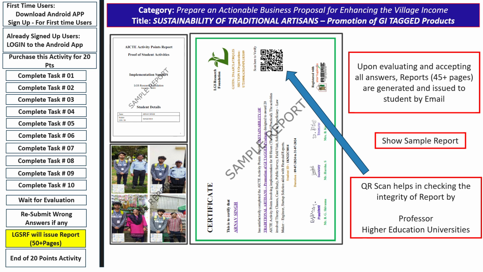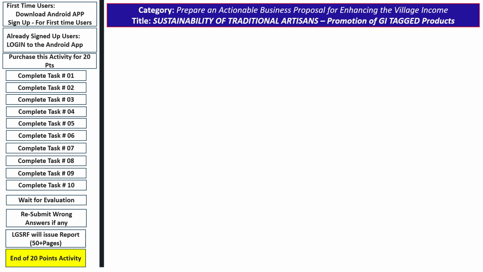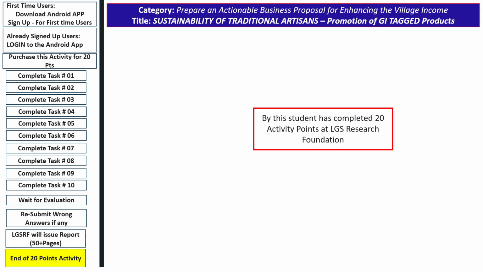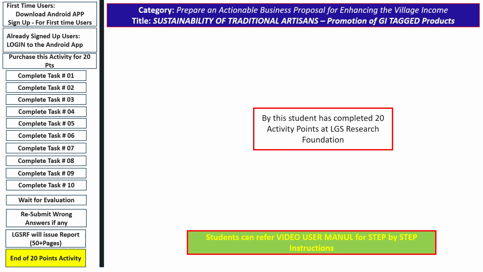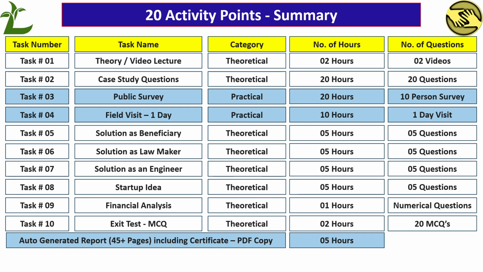Finally, I have shown the sample report. This marks the end of the activity points. By following this, the student can get the 20 activity points report and certificate from us. Step-by-step details are provided in the video user manuals. Okay. In summary, out of the 10 tasks, only two are practical, task number 3 and task number 4. The rest are theoretical. All theory and practicals the student can implement from their own location.